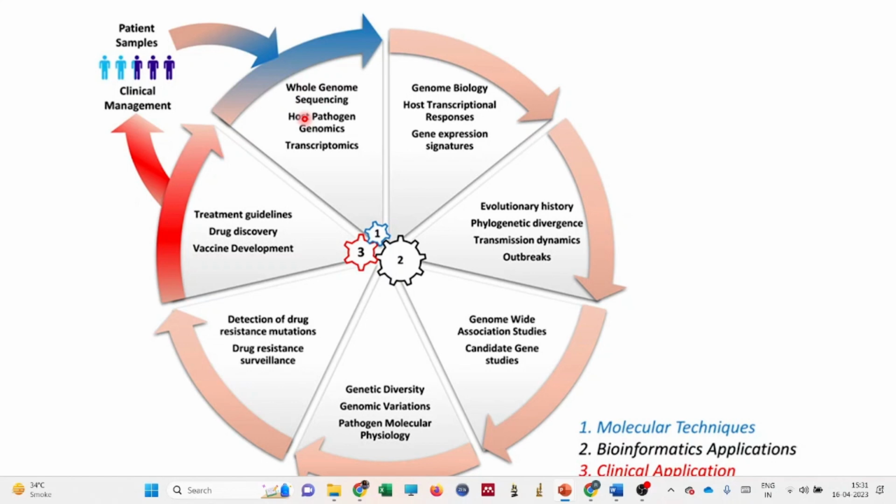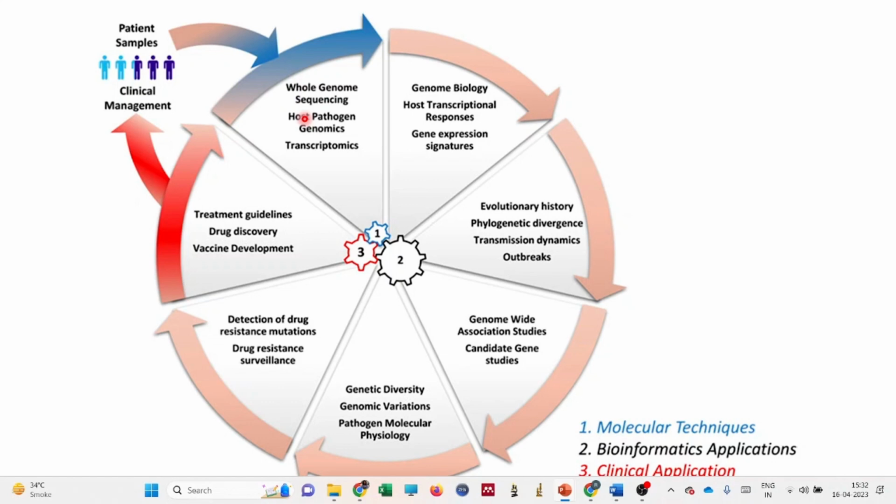Also, you can develop new treatments and vaccines, because genomics can help identify new drug targets or vaccine candidates by revealing the genetic basis of pathogen virulence, host specificity, and drug resistance. And this can accelerate the development of new therapeutics and preventive measures.